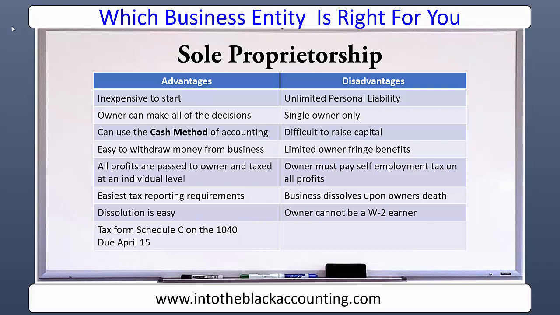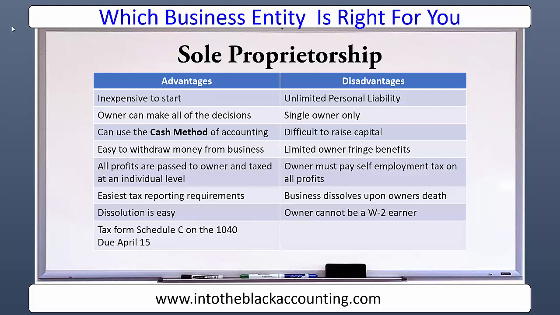Some of the disadvantages, it's got unlimited personal liability. There is no difference between your personal assets and your business assets. The owner is responsible for everything, and a sole proprietor can only have one single owner. You can't bring on other owners to help, which makes it a little bit more difficult to raise capital, because the only way you can bring capital in is owner brings the money in, or the business borrows money and it's a loan. There's limited owner fringe benefits. The owner pays self-employment taxes on all the profits, and that goes on your 1040 as well. The business dissolves upon the death of the owner.